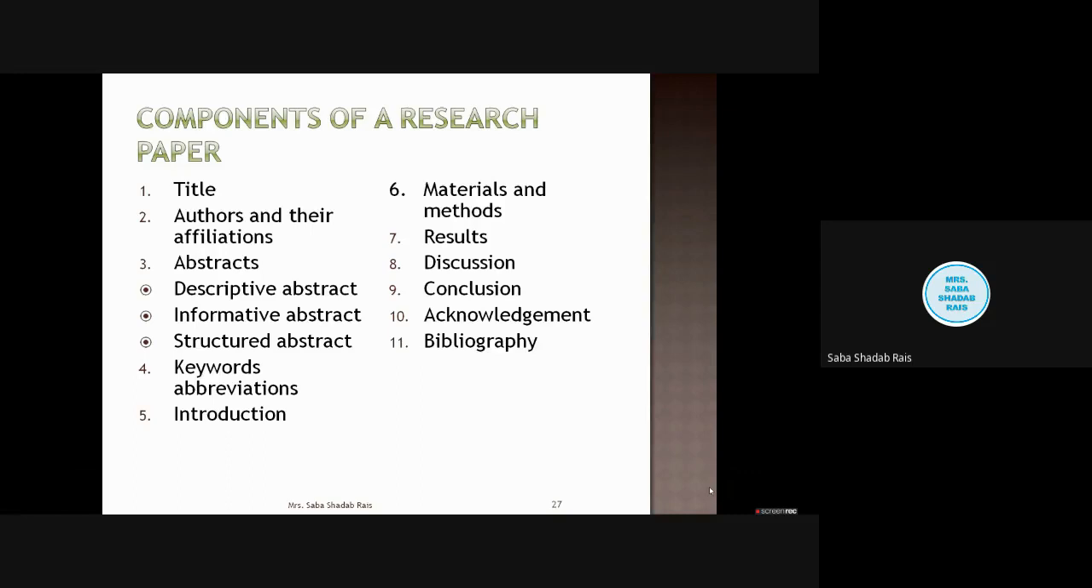When you are adding a book in the bibliography, you will write the author's last name first. Suppose you are reading a book written by me, my first name is Saba and my last name is Rais. So last name first, so you will write Rais Saba, understand? Then the title of the book. Now remember that the title of the book must be written in italic, then which city, which publisher, and what is the date of publication.